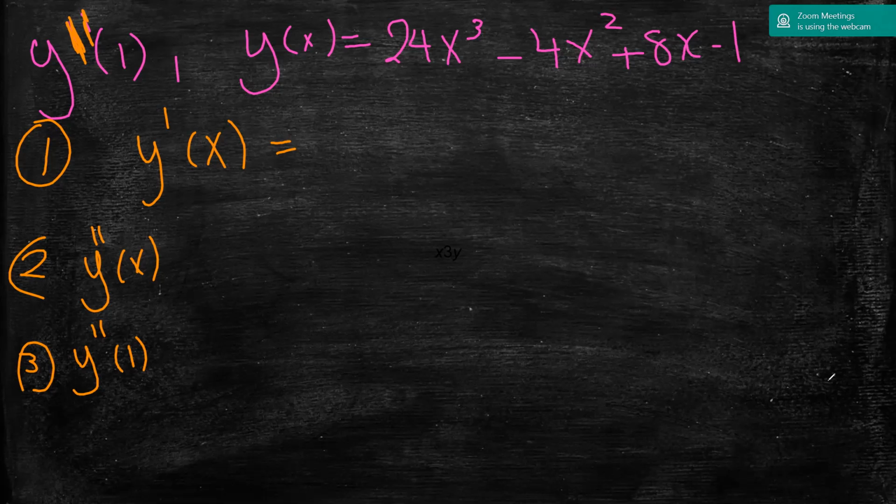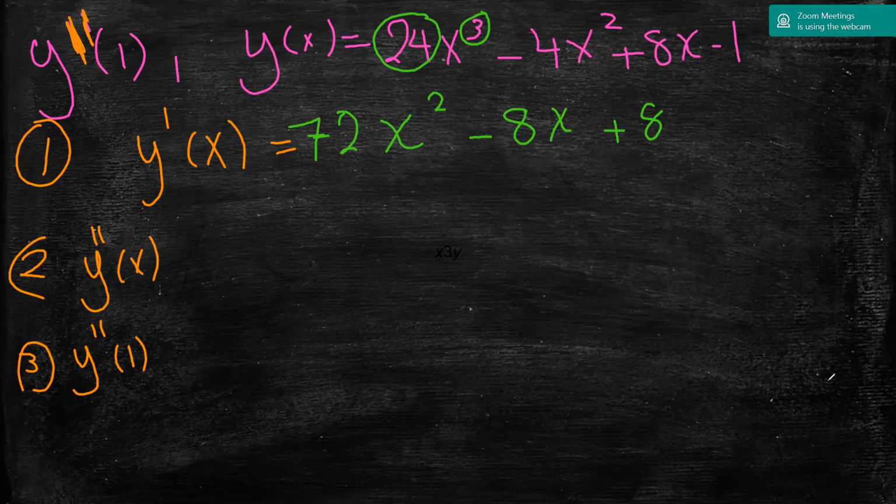y of x is 24x cubed minus 4x squared plus 8x minus 1. So I have to multiply 24 times 3, which will be 72, x raised to the power 3 minus 1, which is x squared, minus 4 times 2, which is 8x, plus 8. This is now y prime of x.